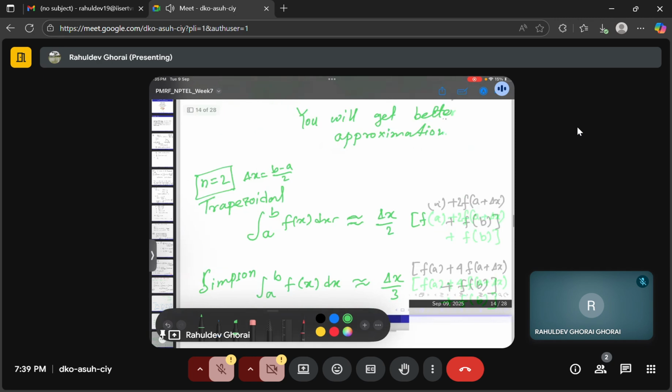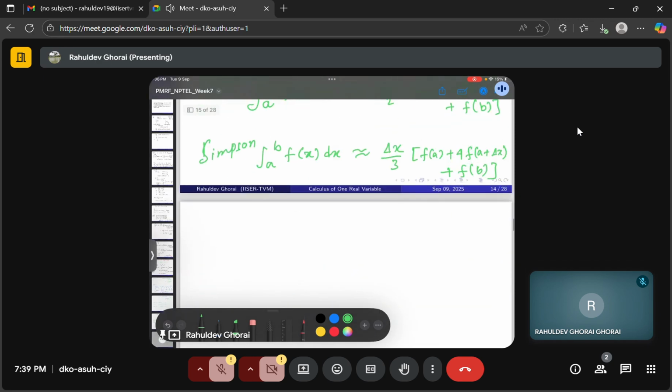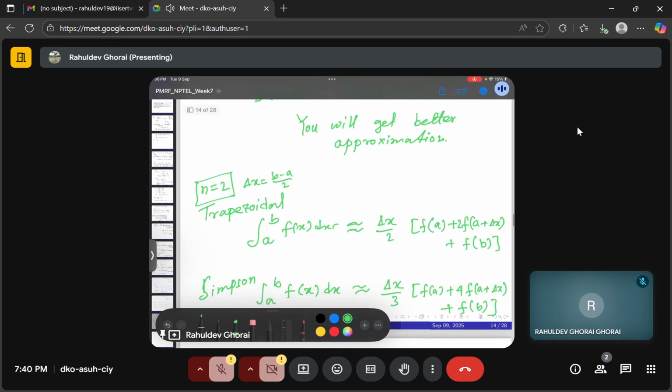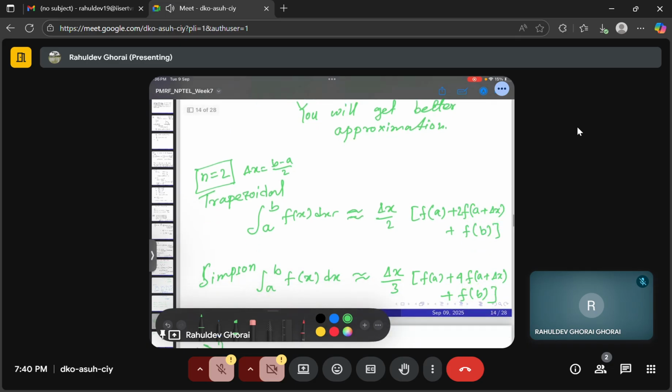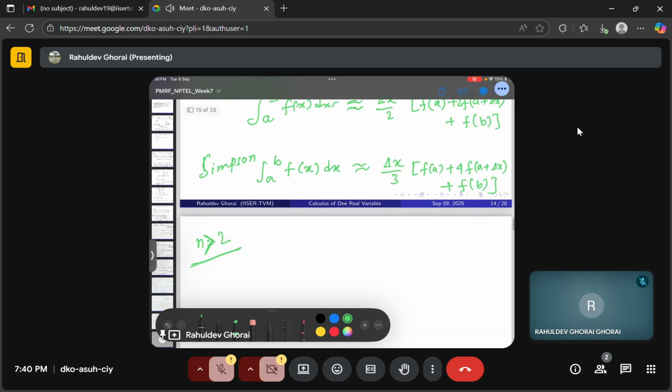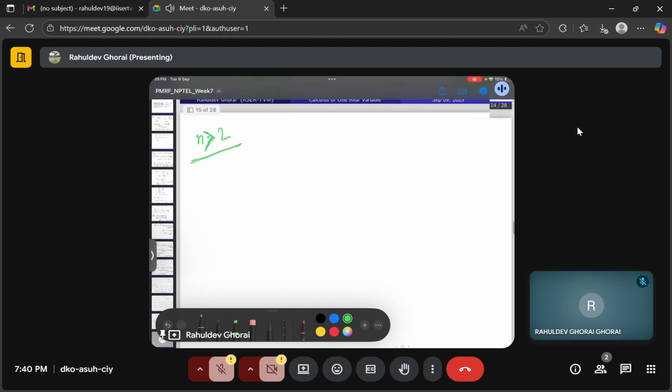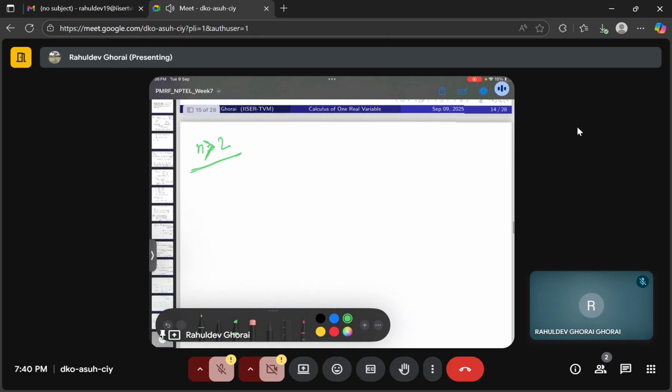It's for n equal to 2. We can do it for n strictly greater than 2, depending on the n. So if you have n equal to 3, then you make the intervals into sub intervals, summation of sub intervals, so that it becomes n equal to 2. Yeah, so hopefully it's understood.